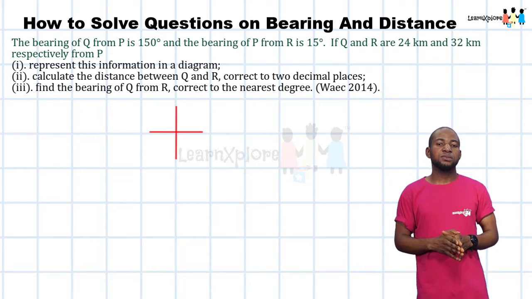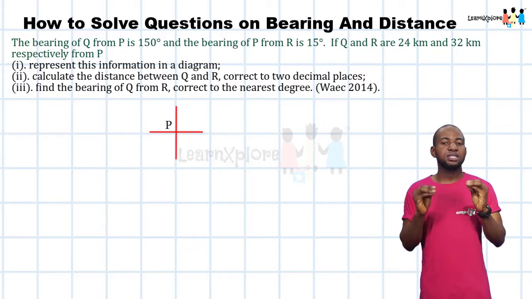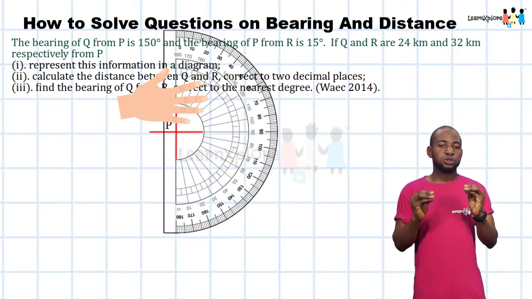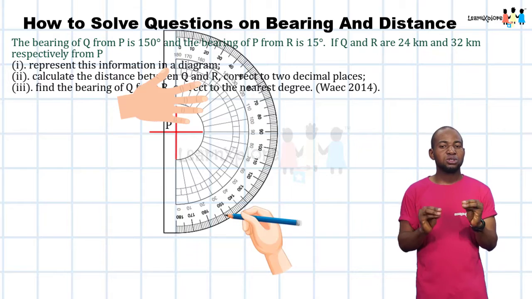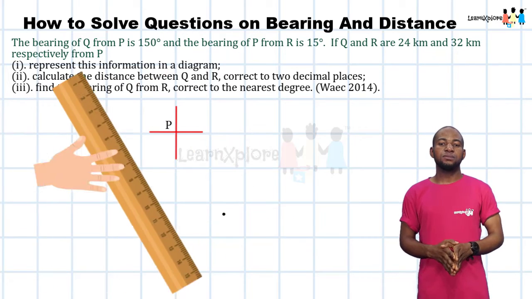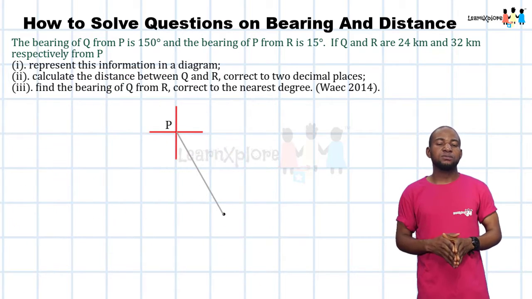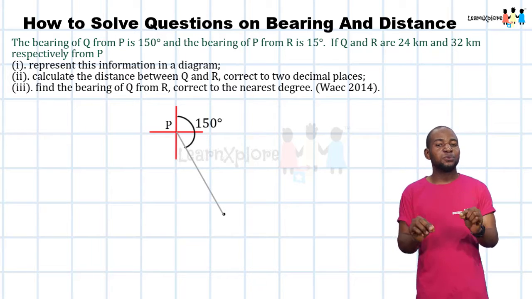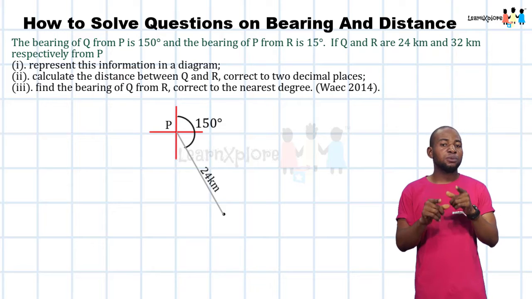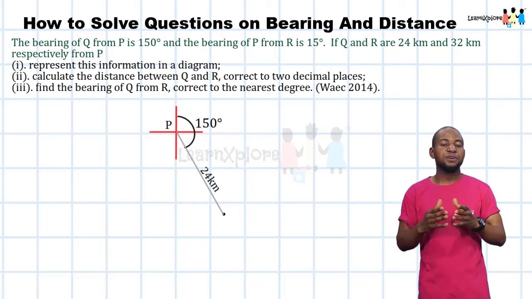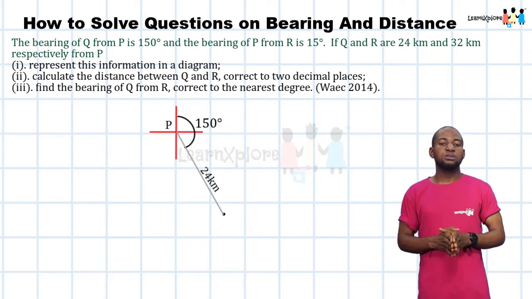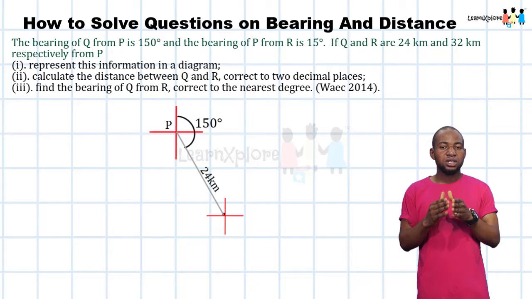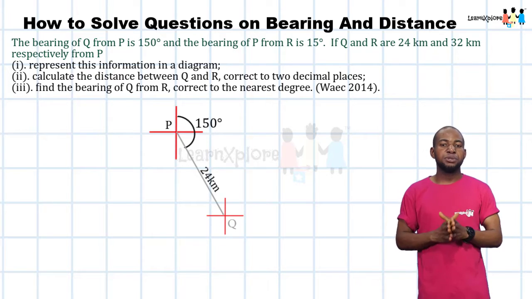Draw this line. Name this point as point P. Place your protractor here. Point out 150 degrees. Draw a faint line across. The question says this line is 24 kilometers. Your book cannot take up 24 kilometers. Just represent it with an equivalent. So the next thing to do, from this point, draw this type of line and name it point Q.